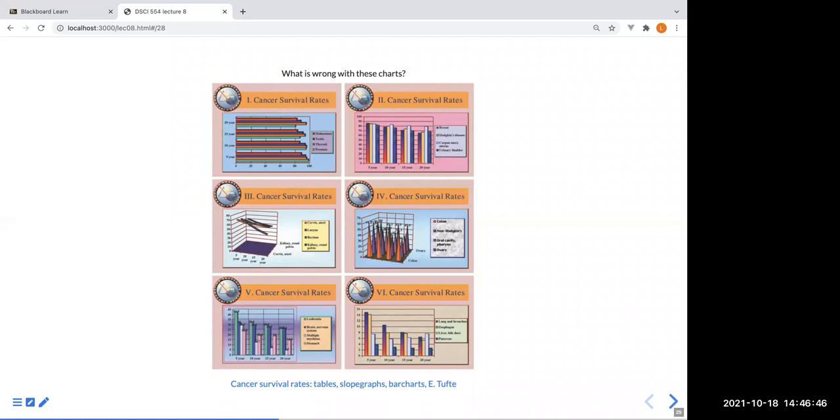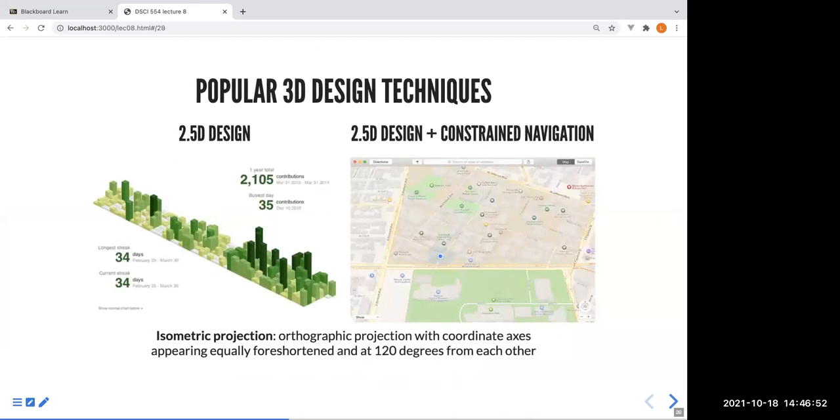So again, here it's both colors and the 3D that is not useful. So the main thing with the 3D in terms of using it in charts is the occlusions. There are two ways to deal with it. So this is one of them, that is to simplify the projection.